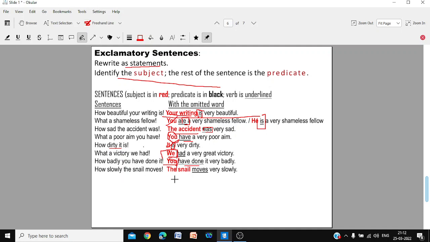How slowly the snail moves. Rewrite it as the snail moves very slowly. Now moves is a verb. So what comes before, the snail, is the subject, and moves very slowly, predicate. Actually here the snail is a subject, and the remaining part, how slowly moves, that would be the predicate.